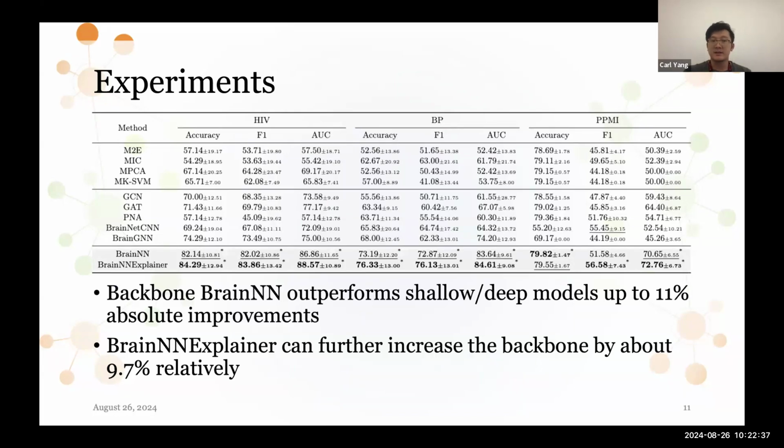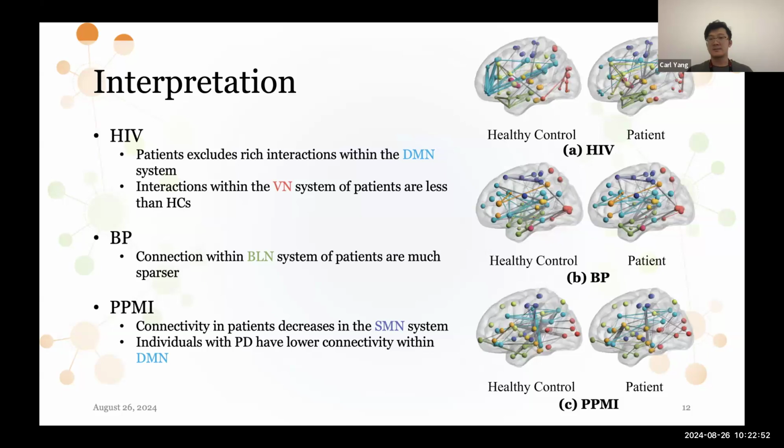And then the BrainNN explainer is the model we developed here with that mask function that is able to generate some group level interpretation. This model itself also gives better prediction performance on several brain connectome datasets. So we studied three kinds of datasets to predict HIV, BP, and PPMI from the brain connectome.